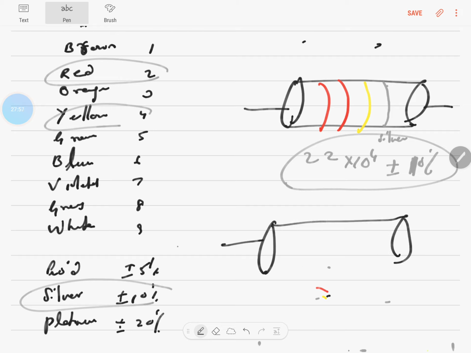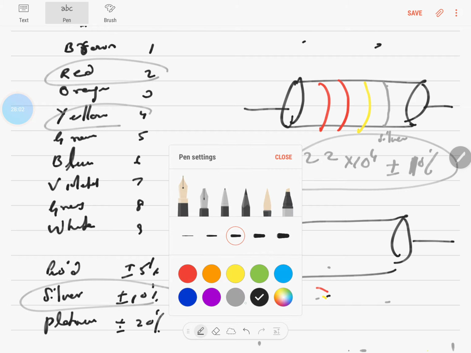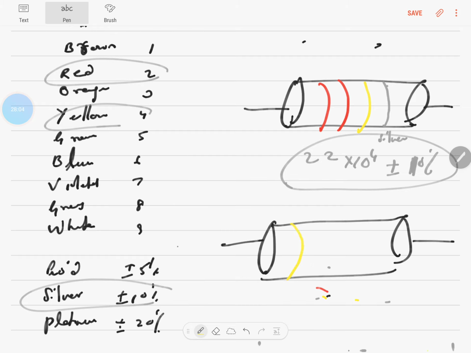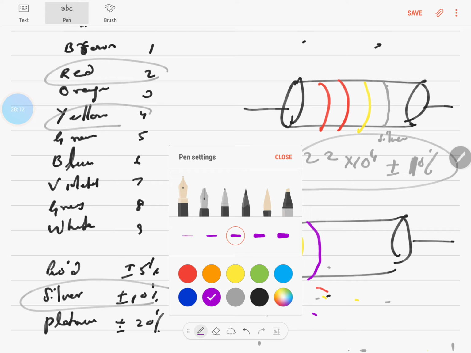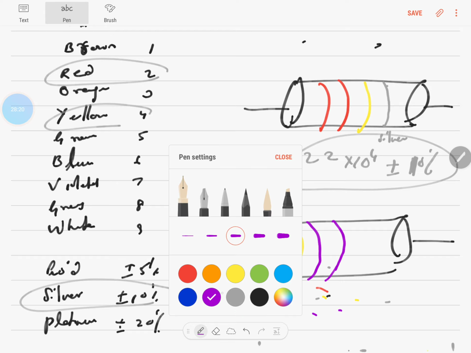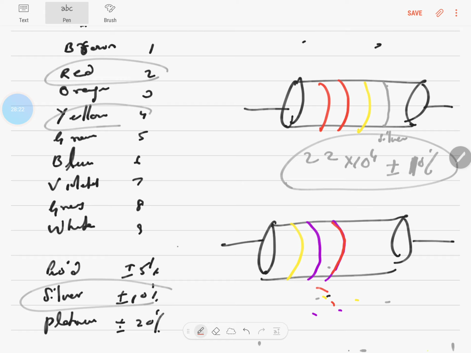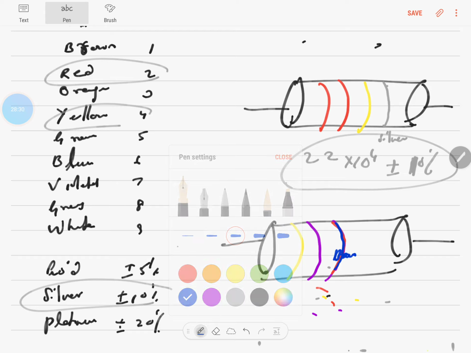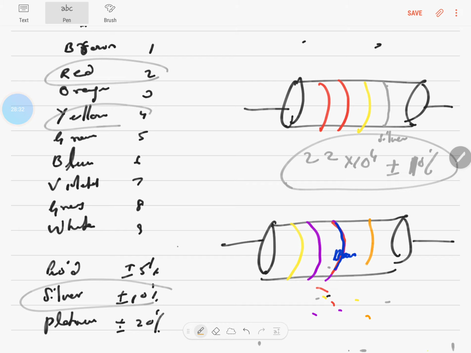We can have a yellow first, a violet next, a brown next. Where is brown? I don't have a brown color, so let me do this and do a red over it to show that this is brown. It's not coming. Okay, sorry, brown color, and then a gold color.